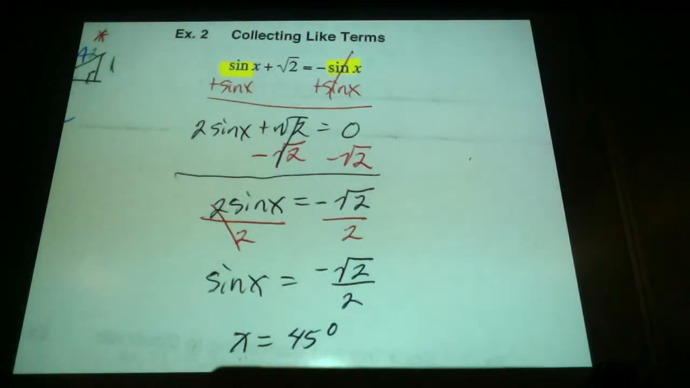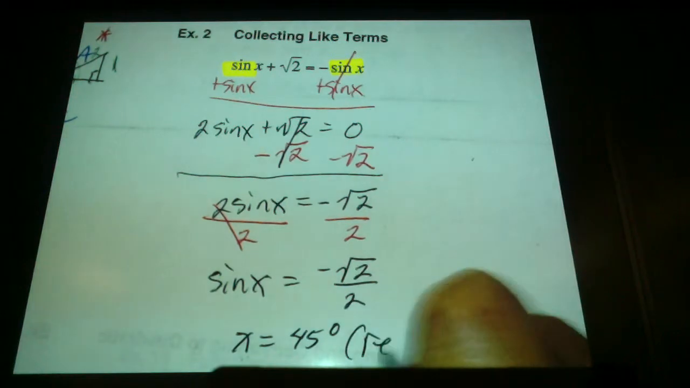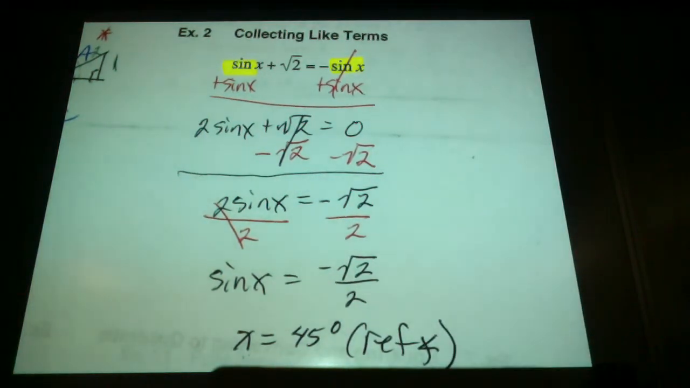Isn't x a 45-degree angle? And that's our reference angle. Anything radical 2 over 2 is always 45, whether it's sine or cosine. Remember that they're both the same. It doesn't matter whether it's sine or cosine. It's going to be a 45-degree angle.